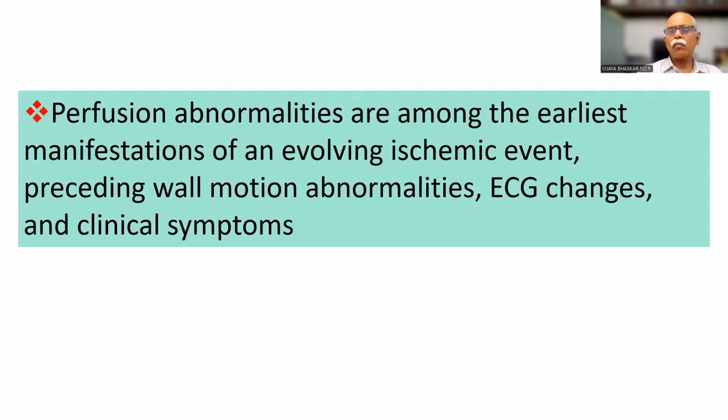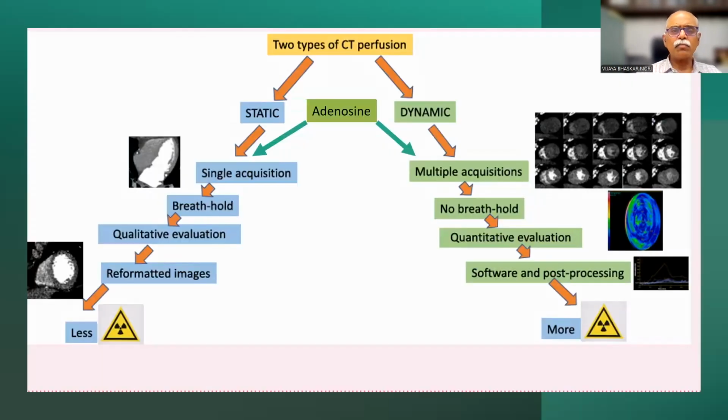Now, the perfusion abnormalities are among the earliest manifestations of an evolving ischemic event, and they precede the wall motion abnormalities, ECG changes, and clinical symptoms. Now, let us look at the types of CT perfusion. There are two types of CT perfusion. One is a static perfusion, the other is a dynamic perfusion. In both of them, adenosine is given. That means the pharmacological stressor is given to increase the blood flow, overall hyperemia and coronary hyperemia. We do static and dynamic perfusion.